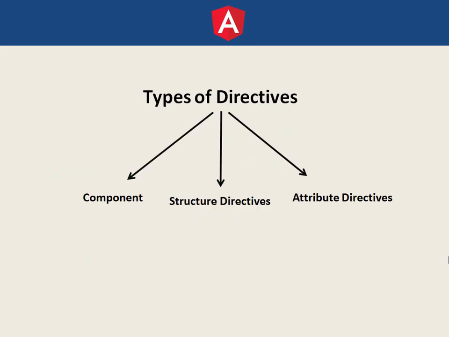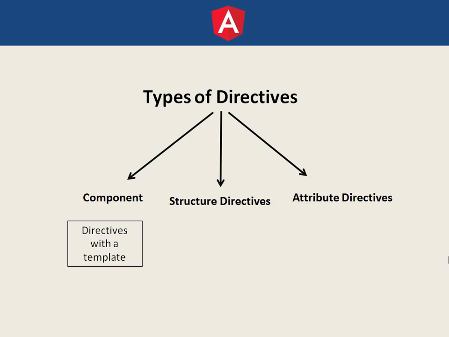Before going on to create one, we need to see what the different types of directives in Angular are. There are three types of directives in Angular: components, structure directives, and attribute directives. The most commonly used of these is components. Components are the directives that have a template of their own, an HTML file of their own. As we'll see further, other directives do not have a template or HTML of their own. Components are also known as self-contained directives.